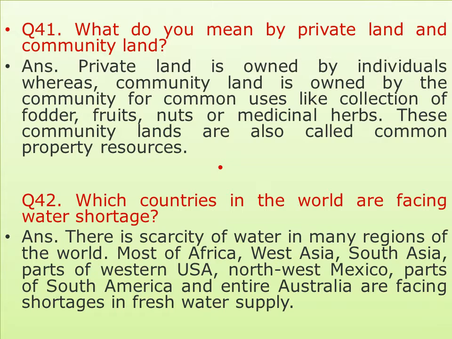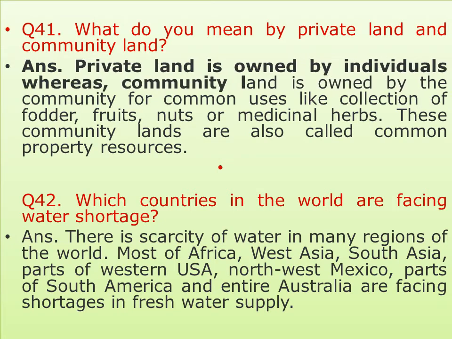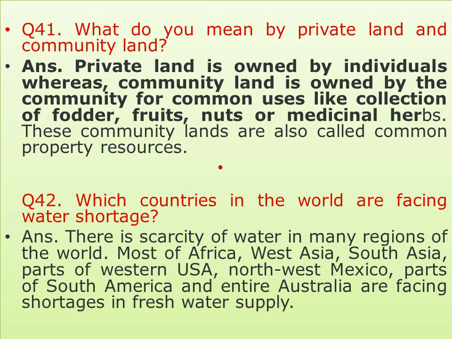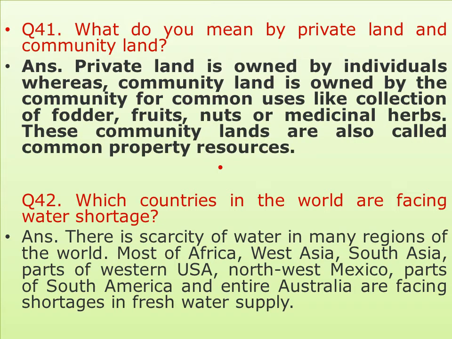Question number 41. What do you mean by private land and community land? Answer. Private land is owned by individuals, whereas community land is owned by the community for common uses like collection of fodder, fruits, nuts, or medicinal herbs. These community lands are also called common property resources.